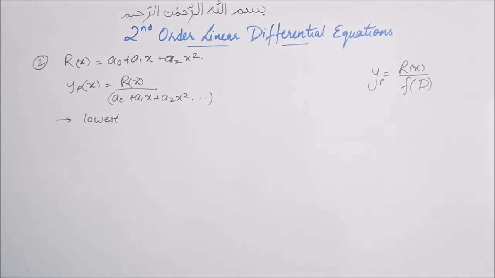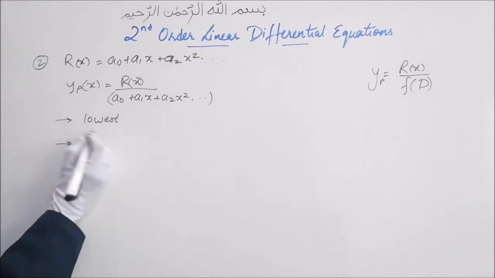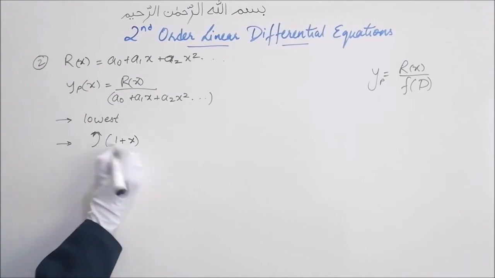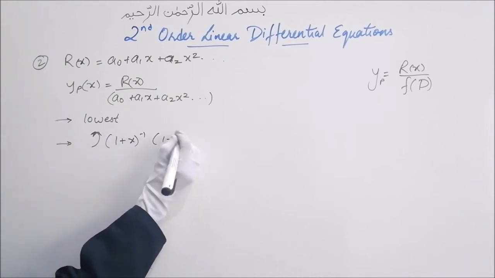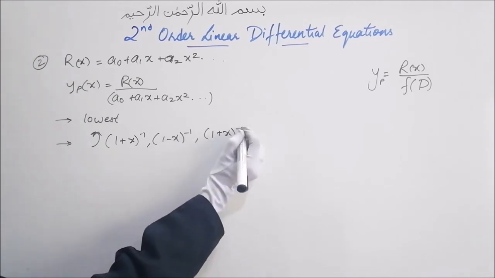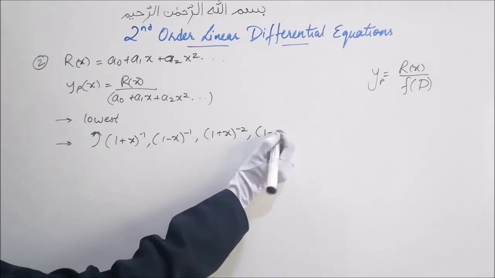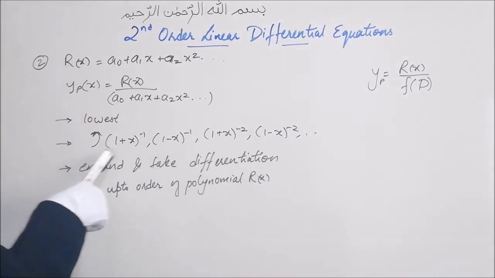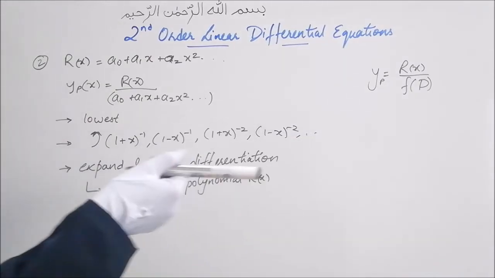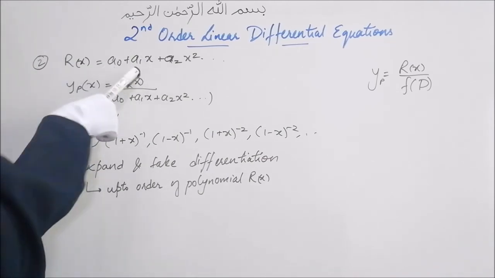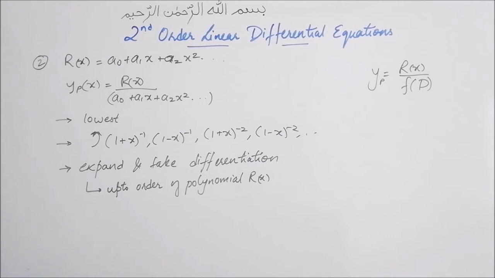Next step is to take the remaining denominator into the numerator and make it of the form 1 plus x raised to minus 1, or 1 minus x raised to minus 1, or you can have 1 plus x raised to minus 2, or 1 minus x raised to minus 2 and so on, and expand this. Now we will expand this and then take the differentiation. Expansion will be only up to the order of the polynomial r of x.